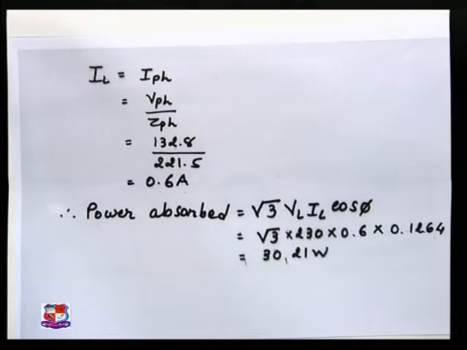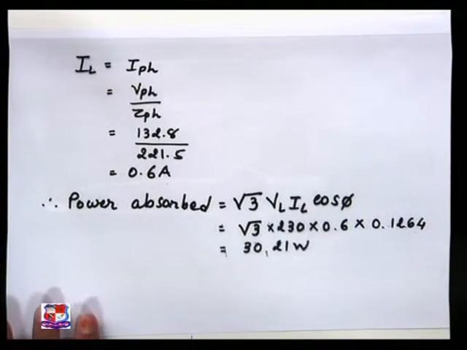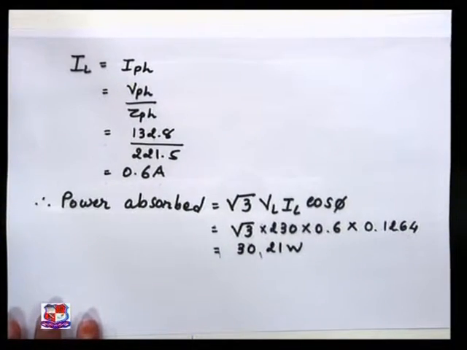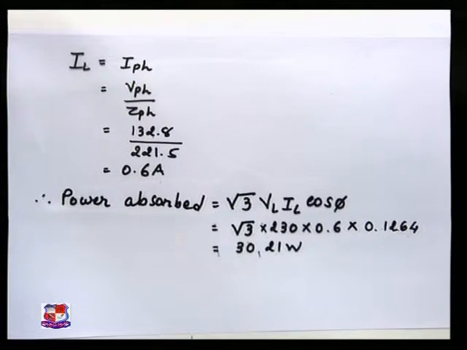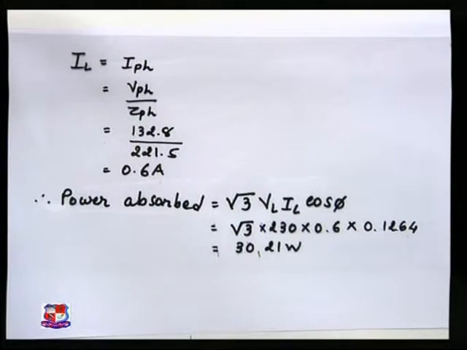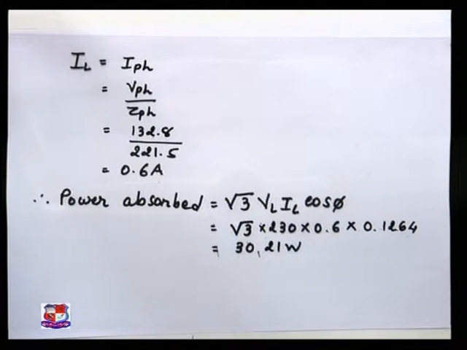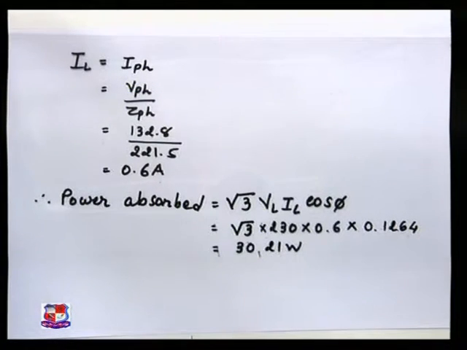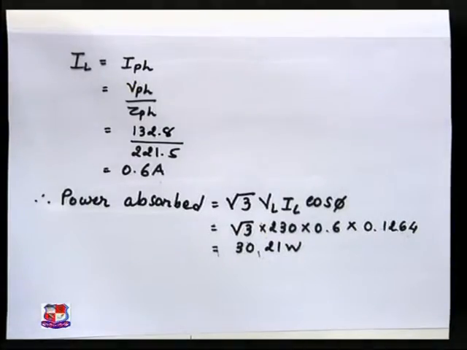So the power absorbed by this particular circuit is root 3 into VL IL cos phi. Put the values of line current and line voltage: root 3 into 230 into 0.6 into 0.1264. So it is 3021 watt. This is the power absorbed by this particular circuit when it is connected in star.